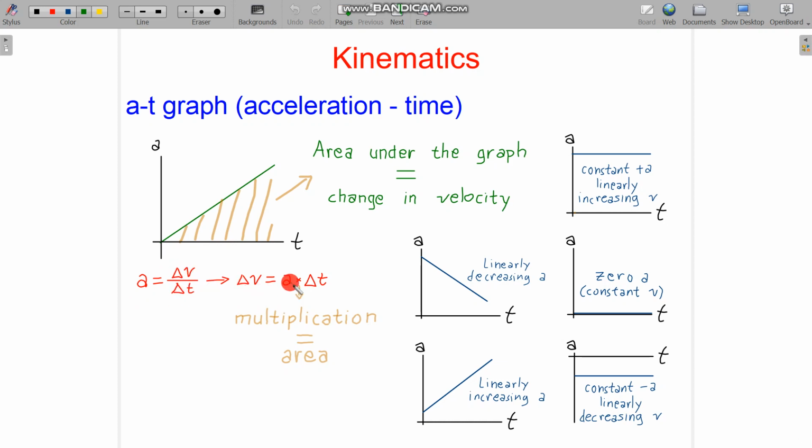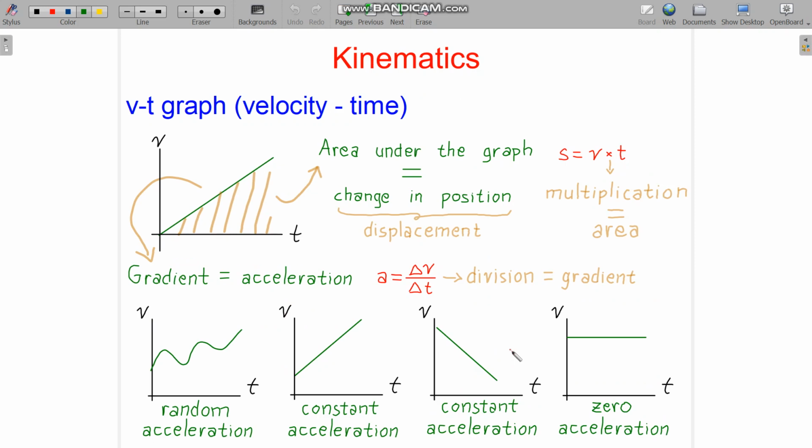So velocity is acceleration times time, and when you have a multiplication, the relationship between the axes means the area under the graph is the product, or the change in v. If the acceleration is horizontal like this, it's a constant acceleration. This is zero, constant velocity, and this is constant acceleration but negative, and the acceleration is linearly decreasing and here linearly increasing.